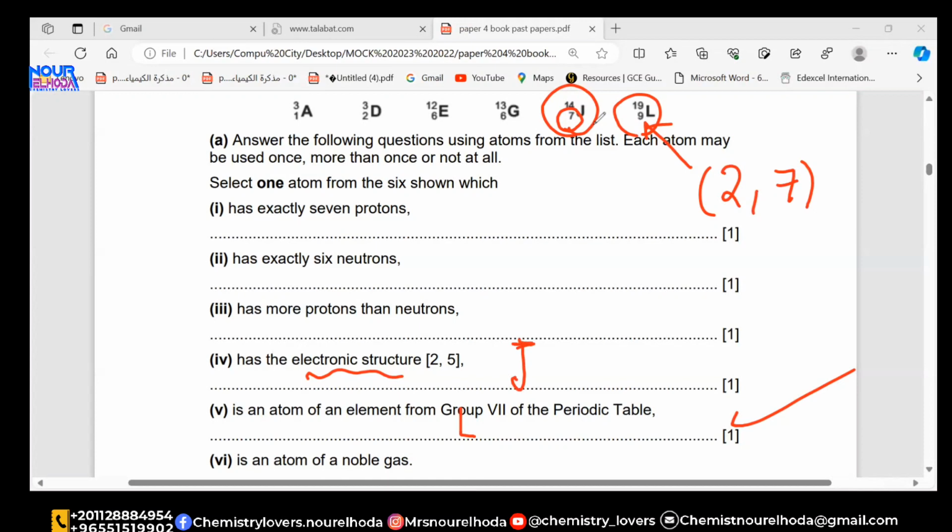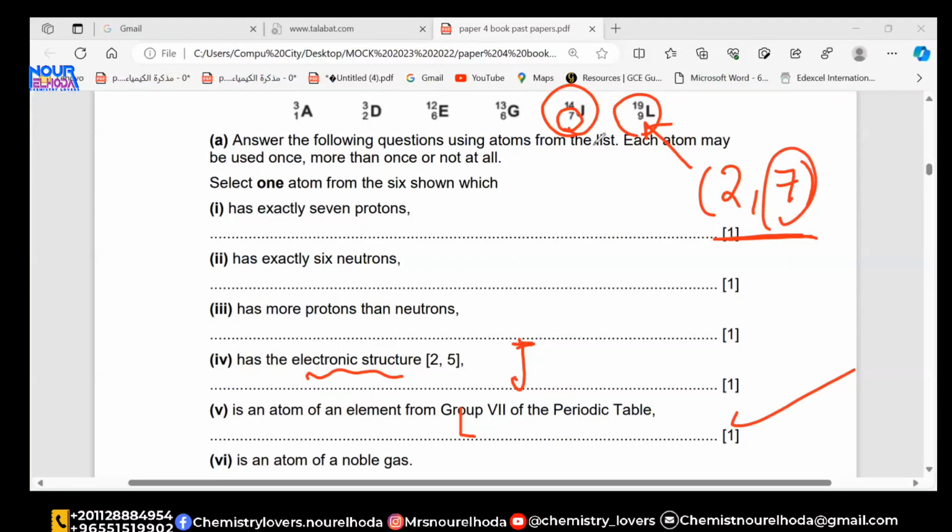Which one about F? You're going to find the small number is 9. So 9 means 2, 7. This is the configuration. You need to do the configuration first, meaning the electronic structure. You need to check how the electrons are distributed inside the atom. So it's going to be 2, 7. Since the outer shell has 7 electrons, this means it's in group 7. Good job.